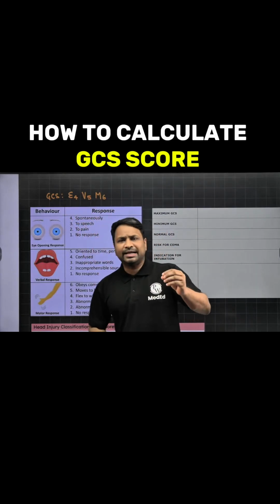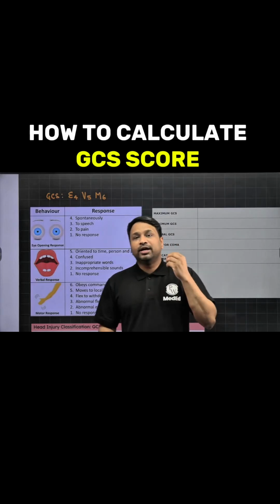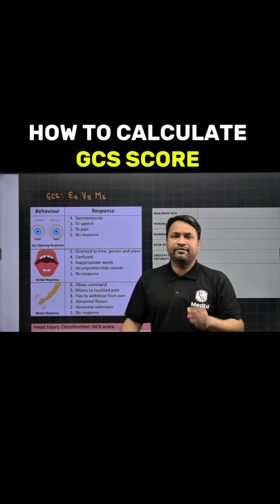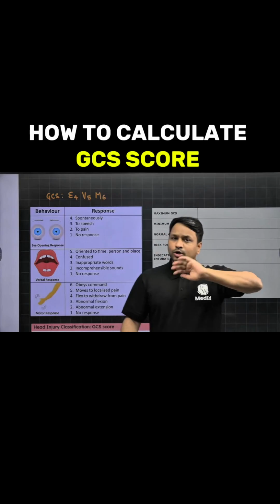Now, quick recap: if a patient has spontaneous eye opening, a score of 4. If he's not opening but it opens to speech, a score of 3 is given. If still not opening to speech, painful stimulus, 2. No opening is 1.